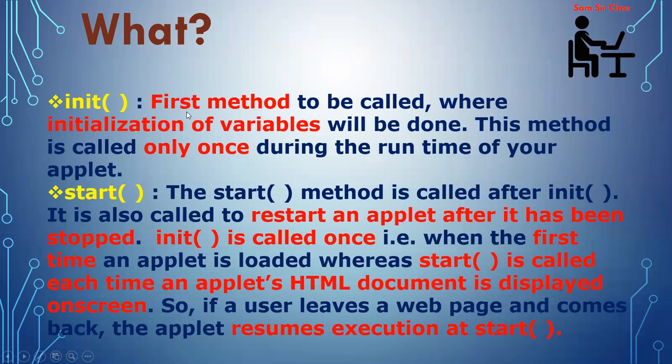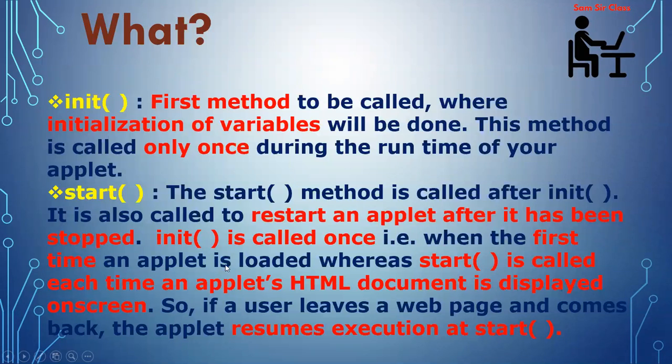So this is the description I have provided. The init method is the first method to be called, where the initialization of variables will be done. This method is called only once during the runtime of your applet. Now the start method is called after the init method. It is also called to restart an applet after it has been stopped. So whenever it comes to the idle state, it can be restarted by using the start method.